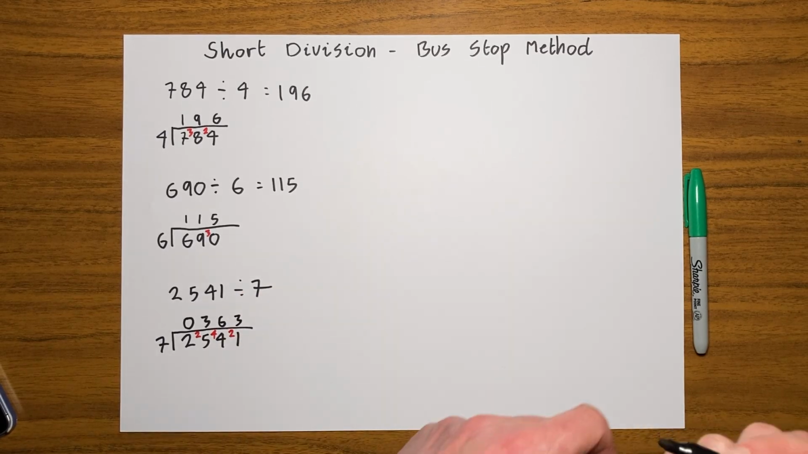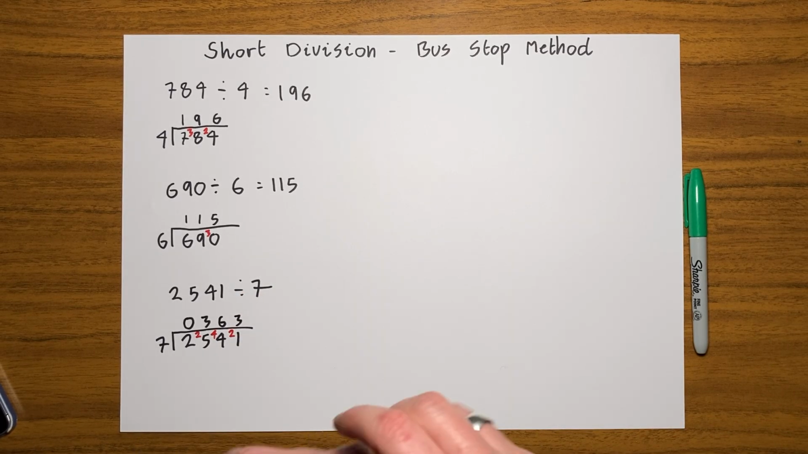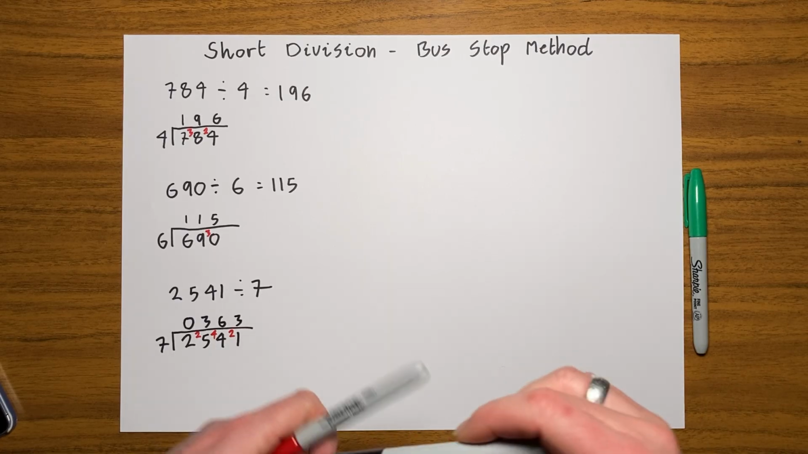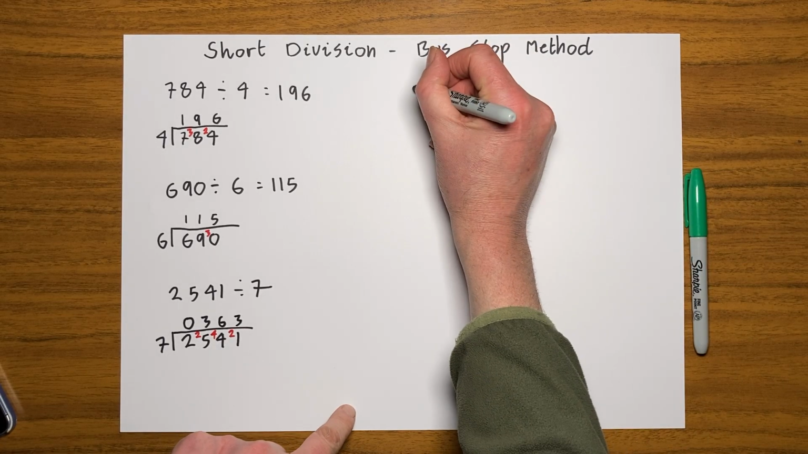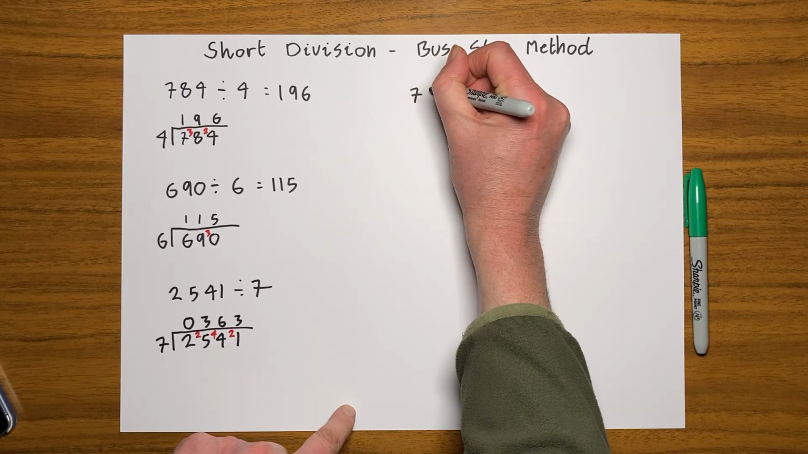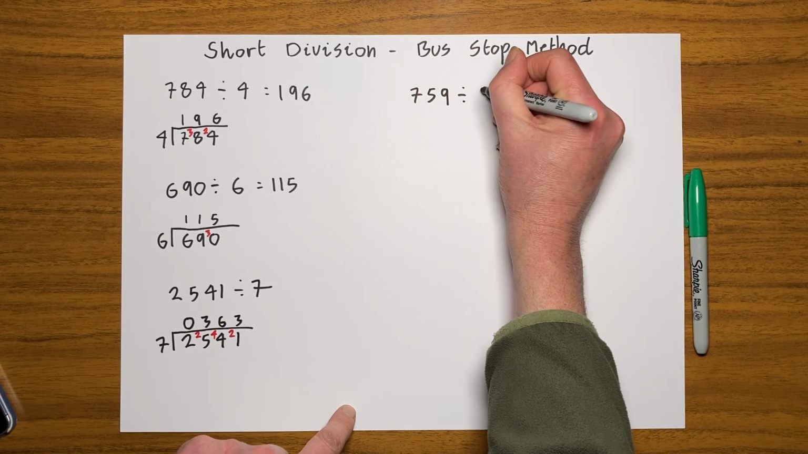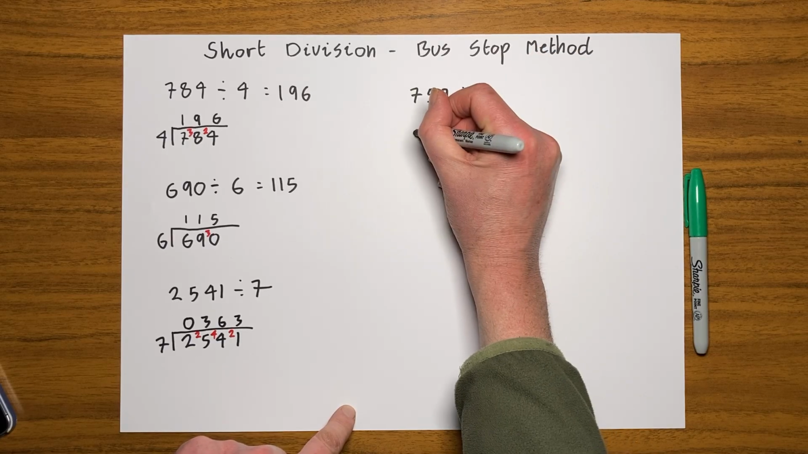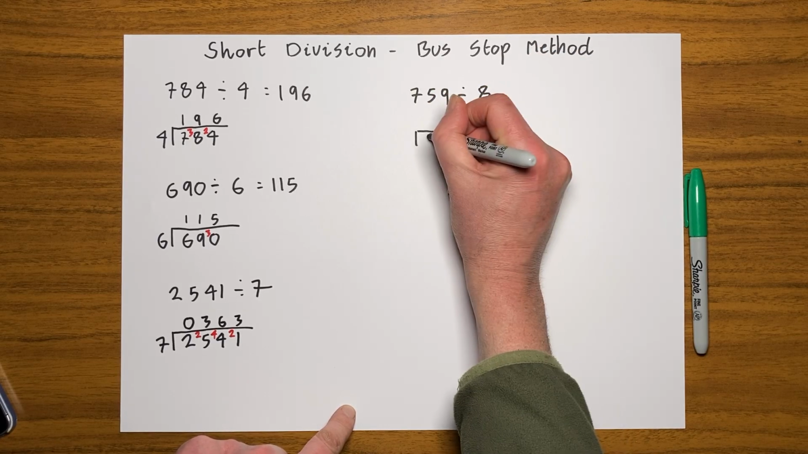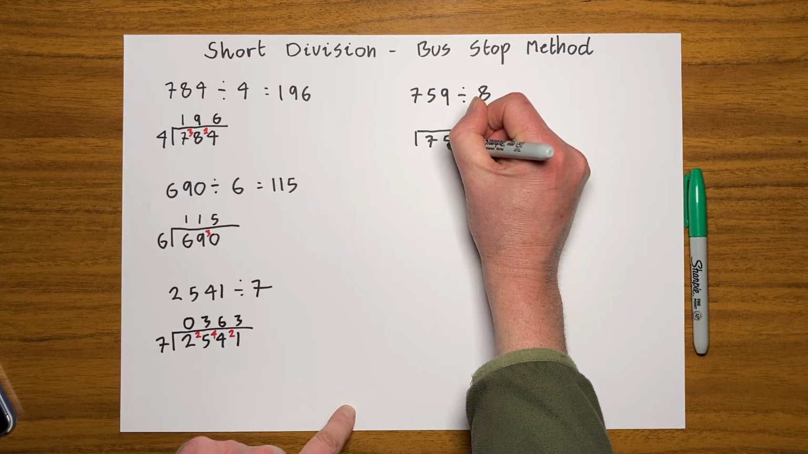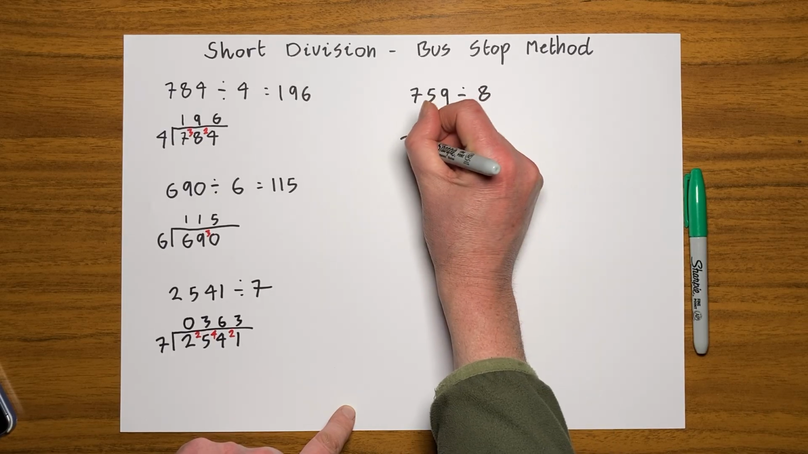Right, I'm going to show you a couple of other examples, this time if we've got a remainder. I'm just going to choose a random number here. Let's go for 759 divided by 8. Let's hope this does have a remainder. I haven't actually tested this one out. 759 here. Then we'll put 8 in.